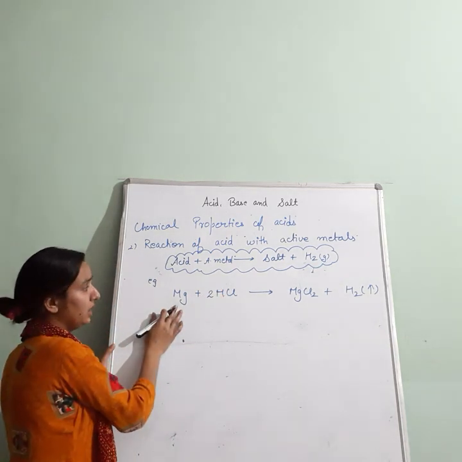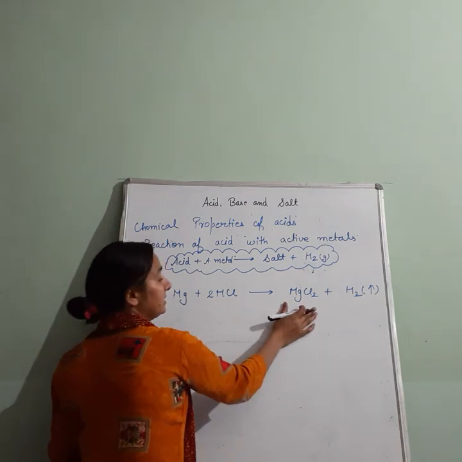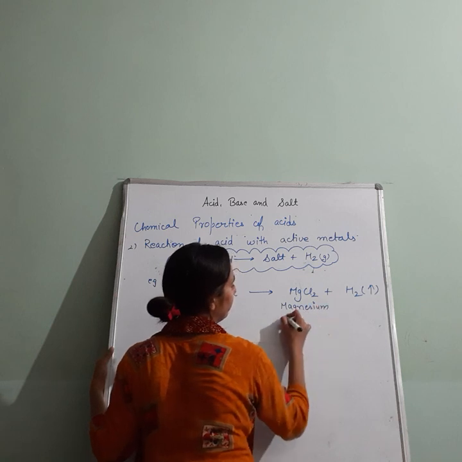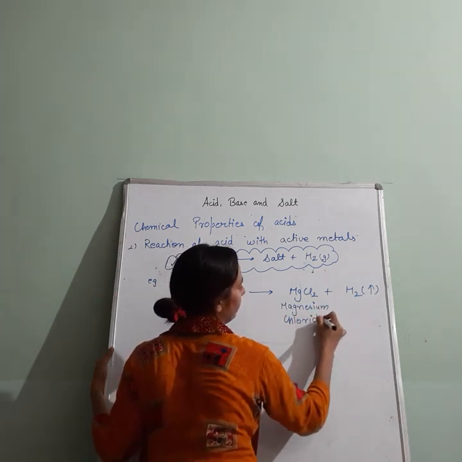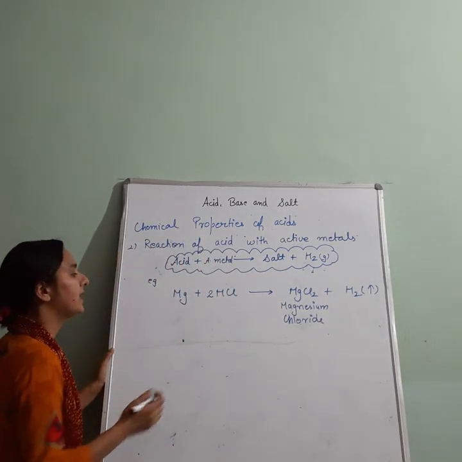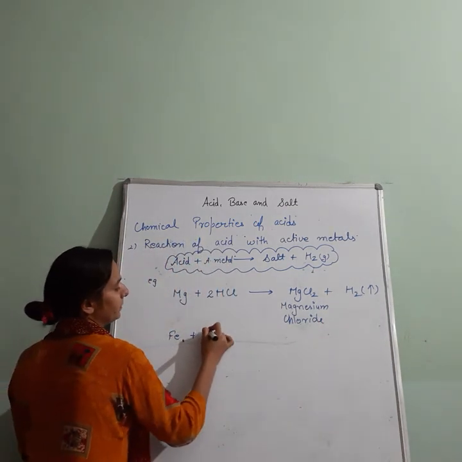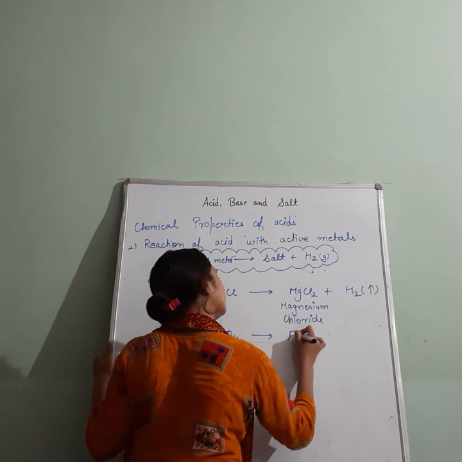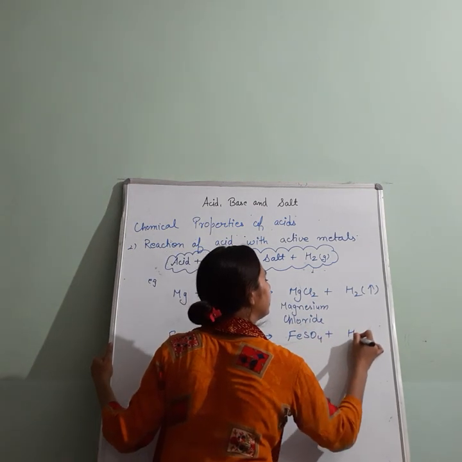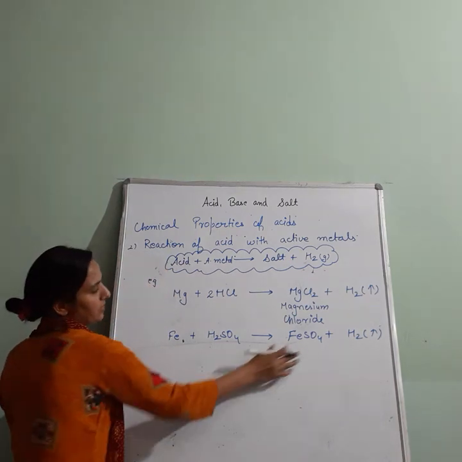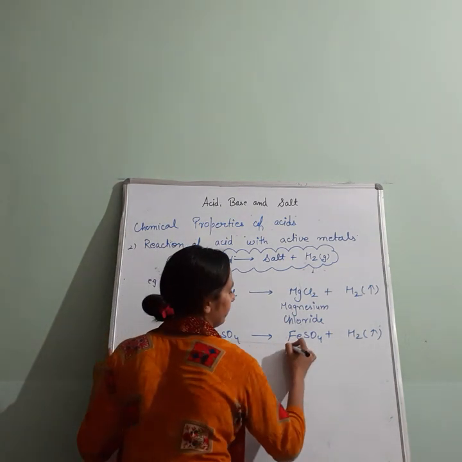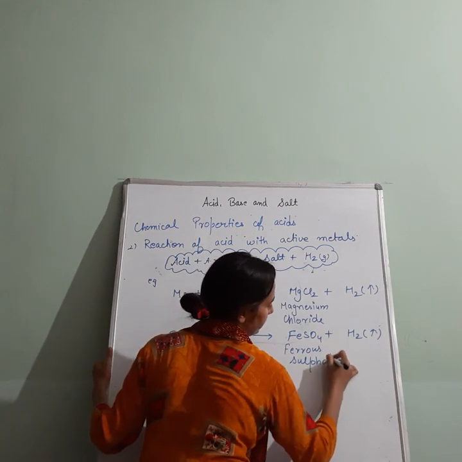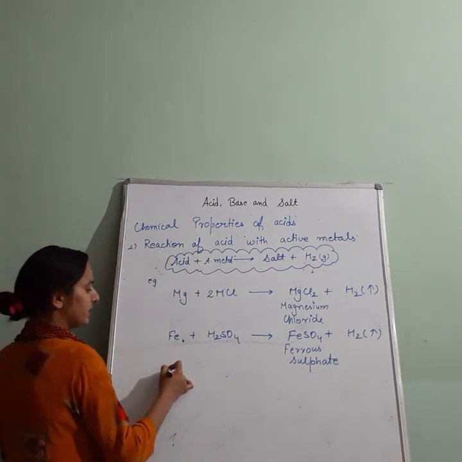Balanced. Magnesium metal, when reacting with hydrochloric acid, gives magnesium chloride and hydrogen gas. One more example. Iron reacts with sulfuric acid, it gives FeSO4 plus hydrogen gas. FeSO4 is ferrous sulfate.